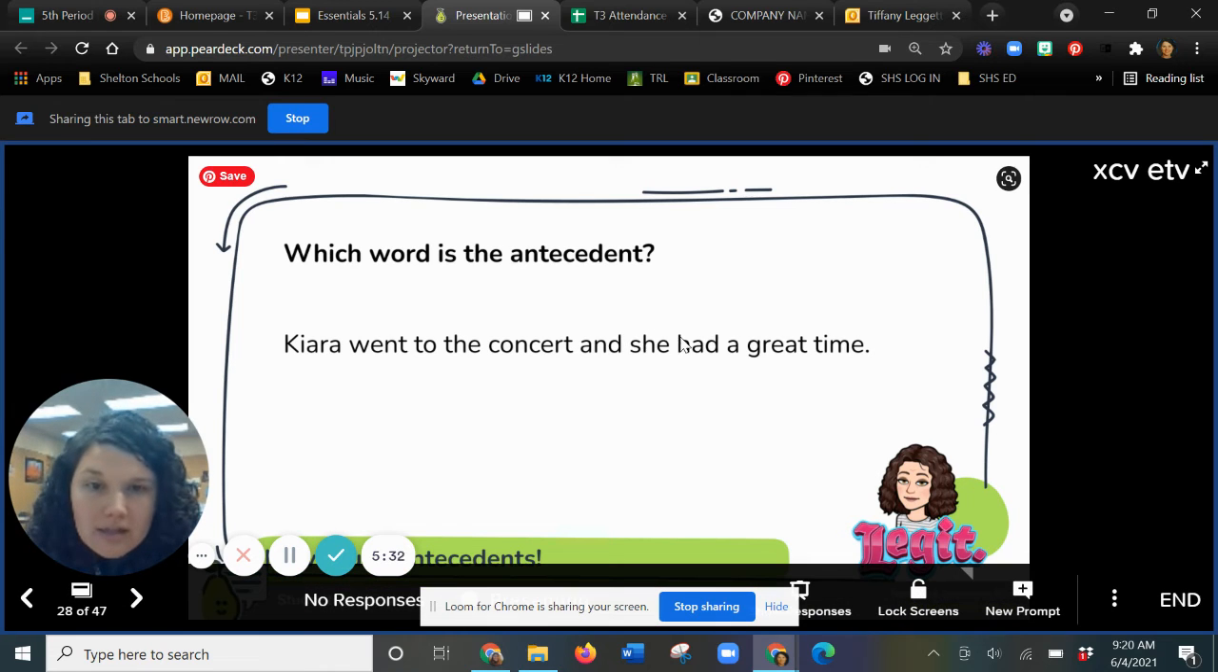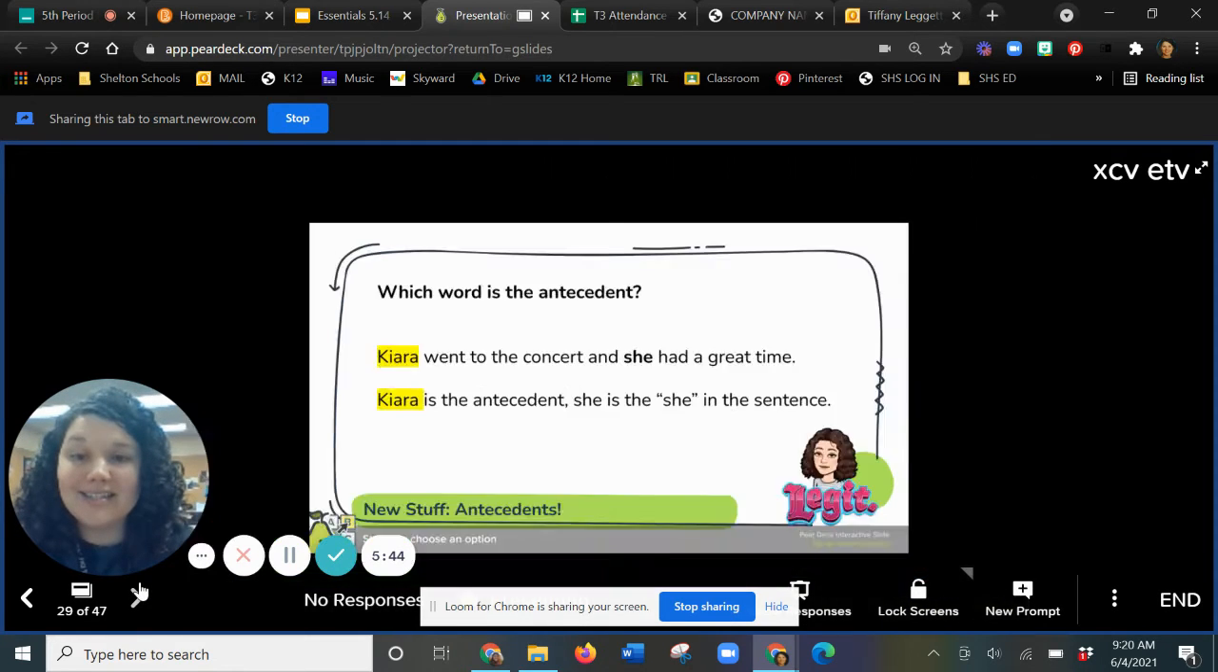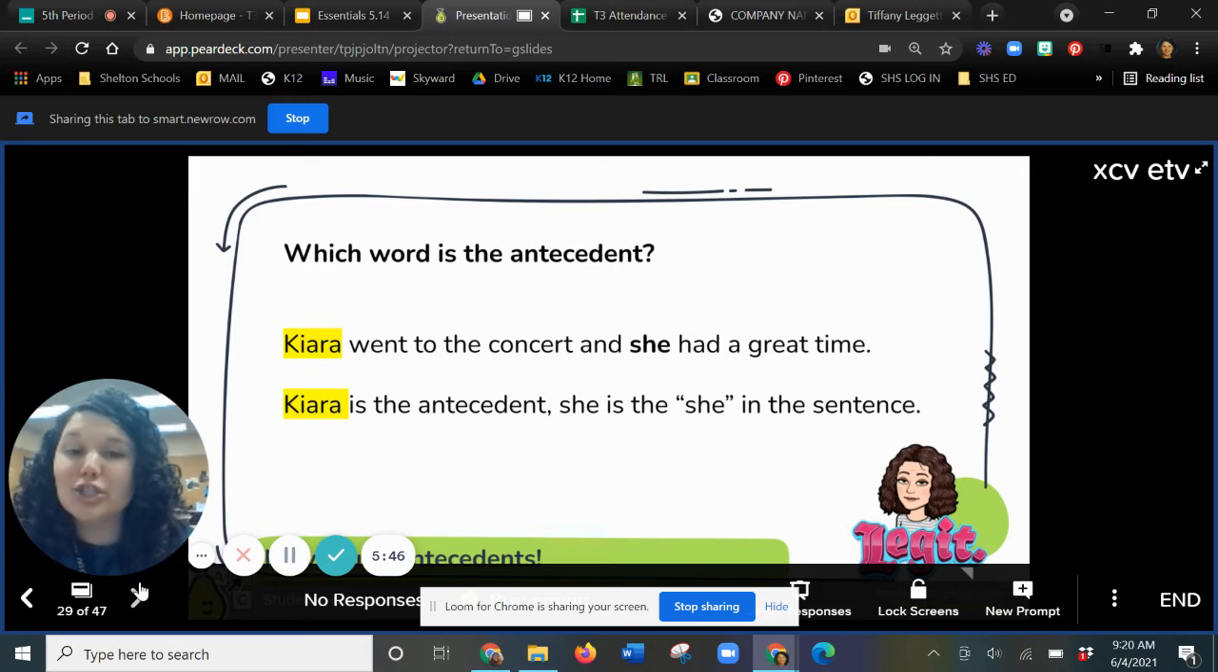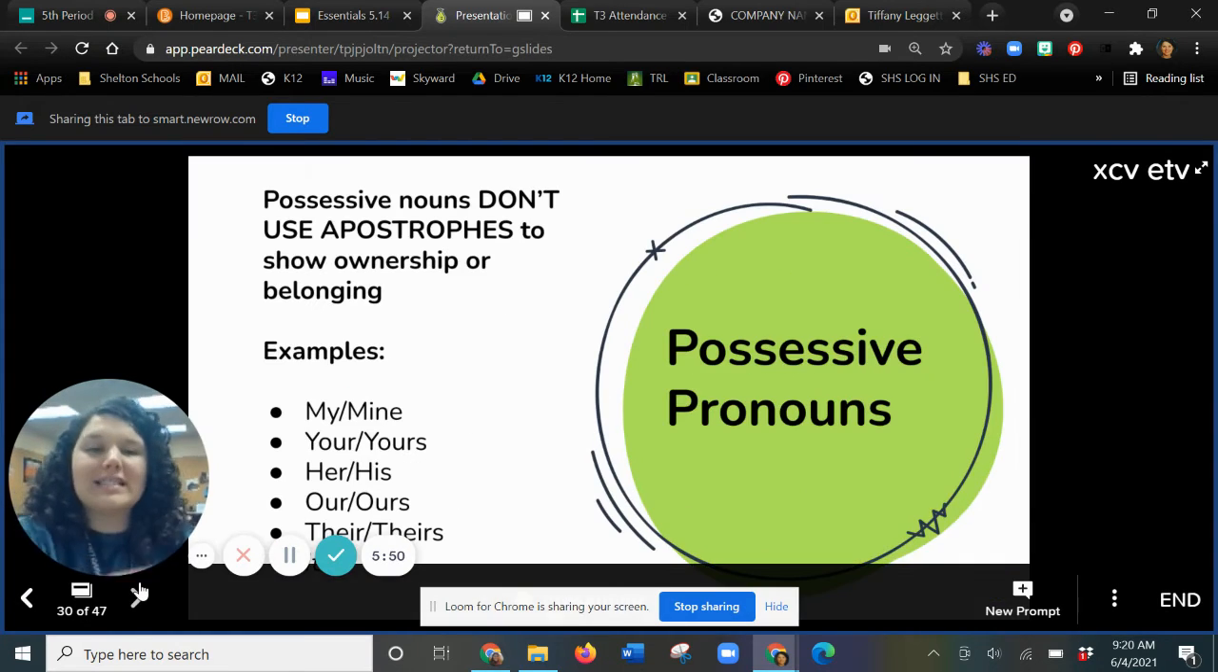Which word is that she? Who's the she in the sentence? The she in this sentence is Kiara. Kiara is the antecedent. Okay, let's add one other piece to this.